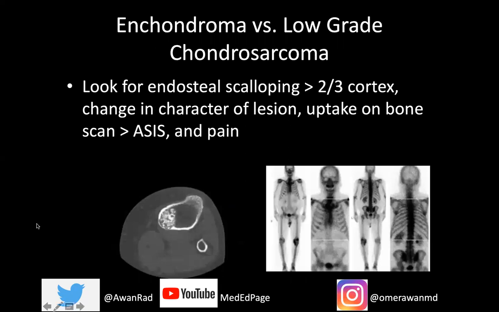So, the findings that you really want to look for is endosteal scalloping. Notice that this is like 90% scalloping, right? The thickness of the cortex is right here, but notice that the cortex has become extremely thin here. Another finding you can look for is if you do a bone scan, the uptake in the lesion, if it's greater than the uptake in the anterior superior iliac spine, as it is in this case, that's worrisome that this could be transformation to a low-grade chondrosarcoma, okay?